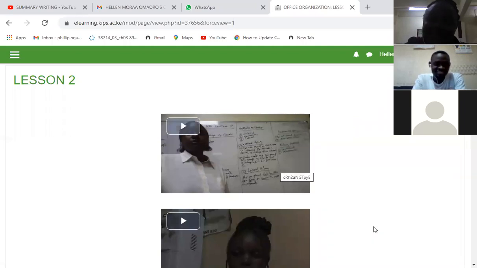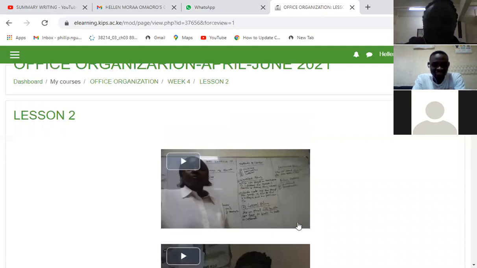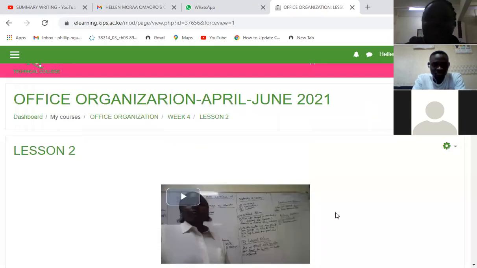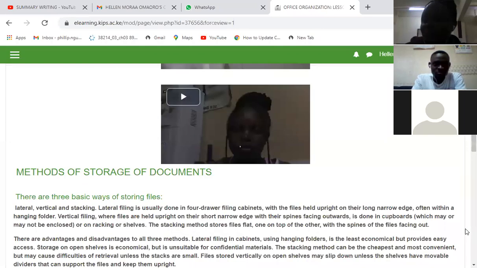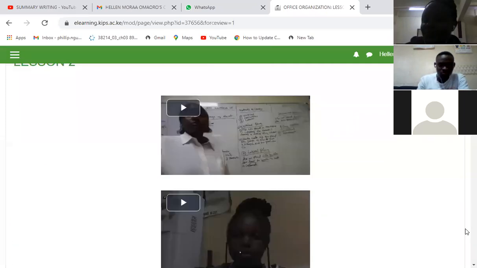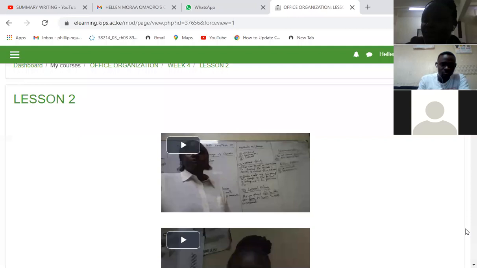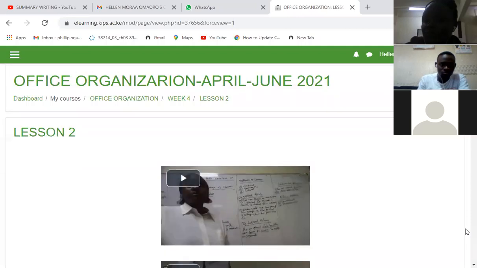Okay. So when you are in the exam room, which sentence are you going to use to explain vertical filing? Held upright on the narrow edge. Vertical filing is the arranging of documents standing upright in racks, drawers, and shelves. Good. That one I can give you 2 marks.